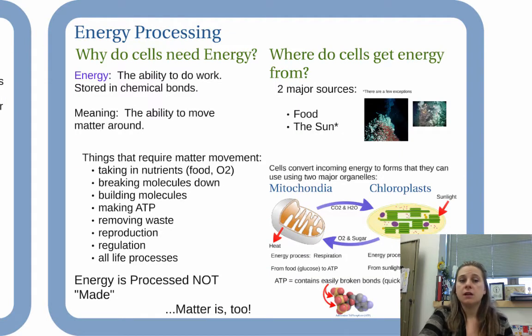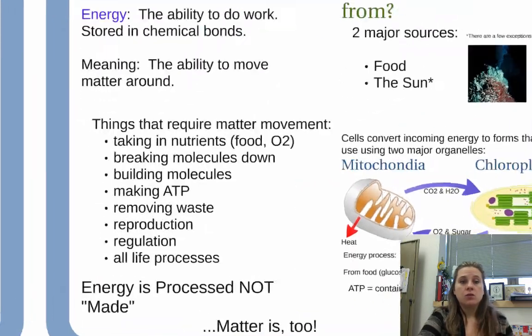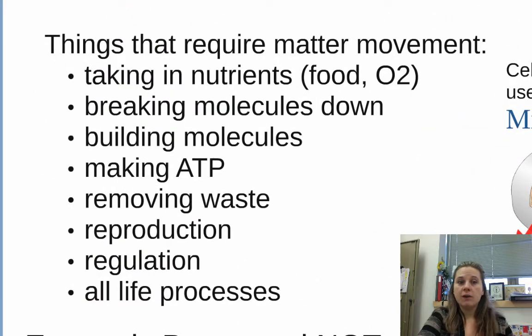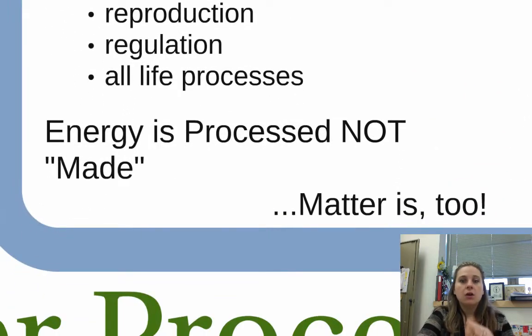So why do cells need energy? Well, of course, we know energy is the ability for cells to do work. It's stored in the chemical bonds, and it's our ability to move stuff from point A to point B. So things that are going to require the movement of matter: taking in nutrients, breaking things down, building ATP, getting rid of wastes that can begin to accumulate. The process of reproduction requires cellular movement, regulation of various processes, and just everything, I guess, really requires this stuff. We process the energy, we don't make it.